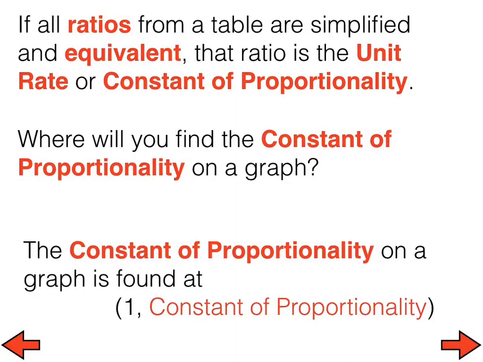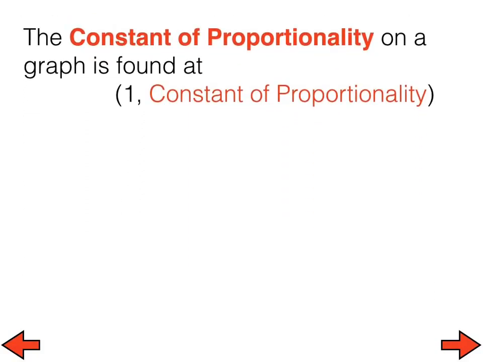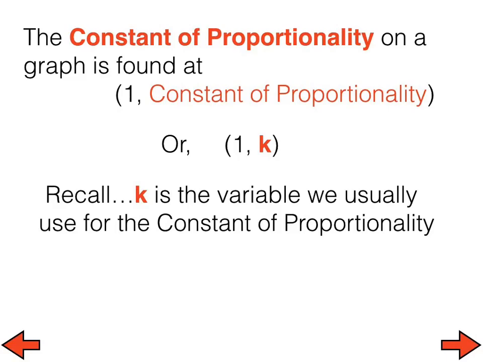And it is at 1, whatever number that is at. And that doesn't mean that it's at the first dot. It doesn't mean it's at the first number. It means that it's at the number 1 on the grid. So this is at 1, K. K meaning constant of proportionality. So whatever number is at the number 1. Again, not the first dot, not the first table value, the one at the number 1. Go over from 0, over 1, and up until you hit the line. And K is what we're using for constant.